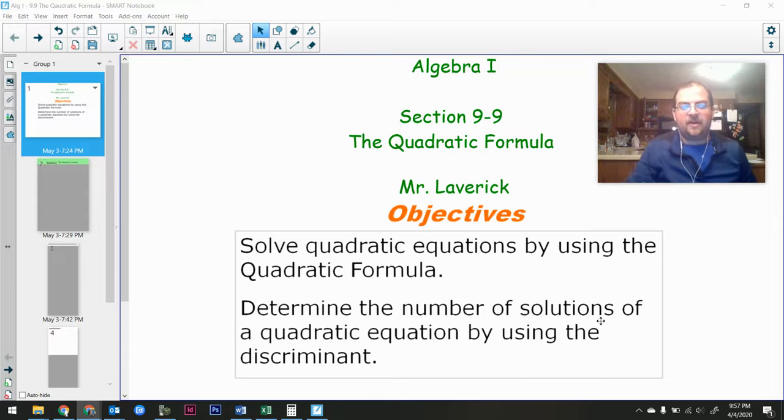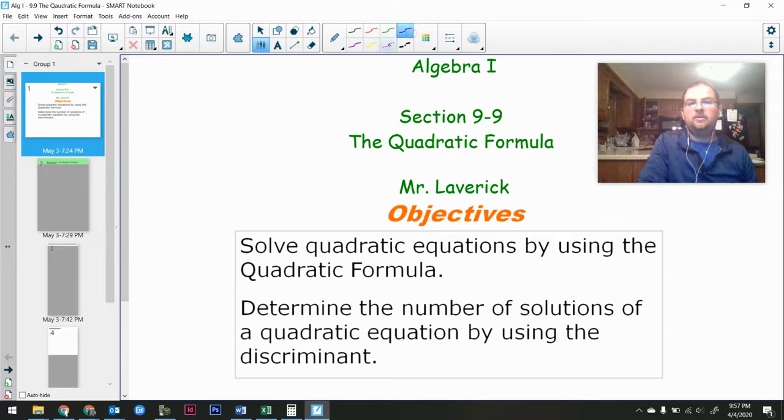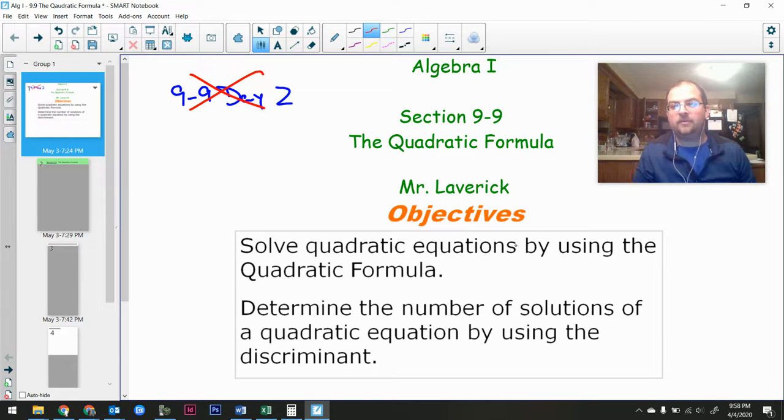Just as a reminder, I know I said this in the last video, the section 9.8 video, but you can take the section 9.9 day 2 guided notes and you can get rid of them. So we are only going to be doing section 9.9 day 1. I'm not even going to call it day 1 anymore. It's just going to be section 9.9, but you will see it in your guided notes as section 9.9 day 1.